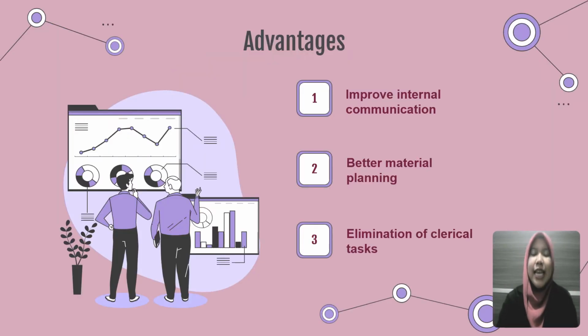For advantages, in the first place, it improves internal communication as it acts as the business communication center that integrates all the departments into one single data field, which helps each department respond at the right time. Additionally, it helps in better material planning. It will keep track of the inventory movement and can accurately estimate material requirements. Thirdly, it eliminates clerical tasks and risks. Work can be more efficient and it saves time and energy, as well as eliminating human errors.